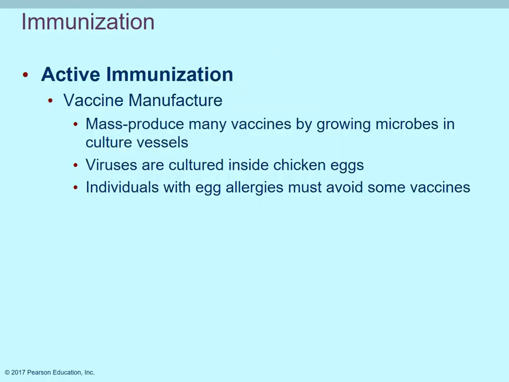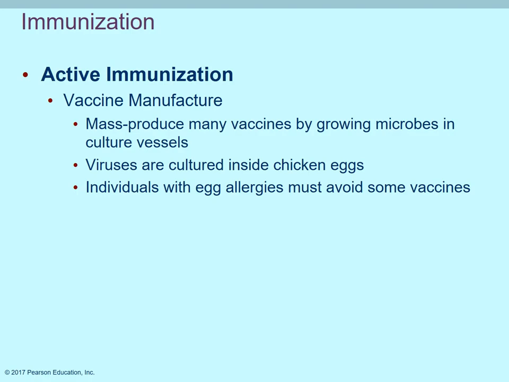So with active immunization programs, we mass produce the vaccines. For bacteria, you can grow the bacteria in very large vats, very large vessels, to produce enough to make the vaccine. Viruses are a little more difficult because they have to reproduce only inside a host cell. So the easiest way of mass producing viruses to make vaccines against viruses is to culture or grow those viruses inside chicken eggs.